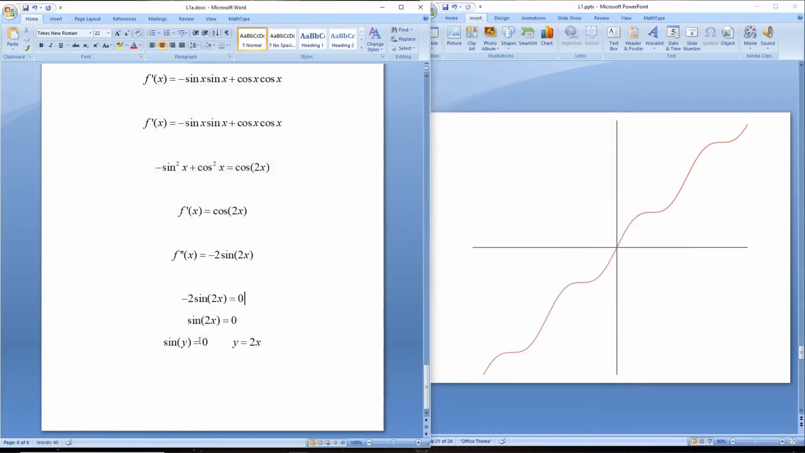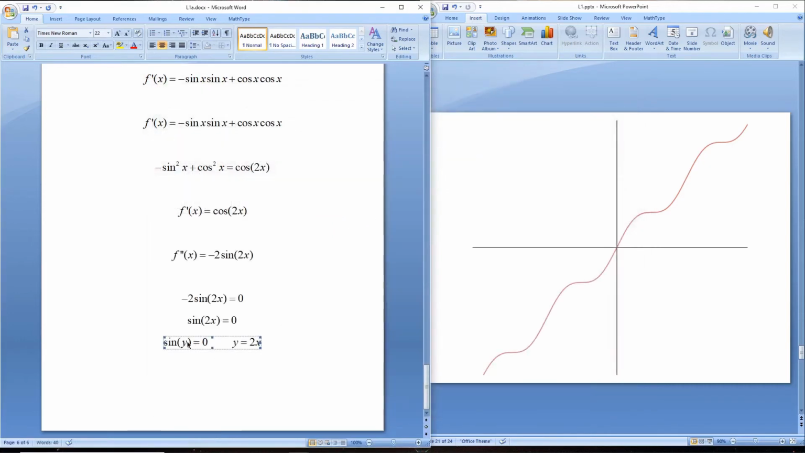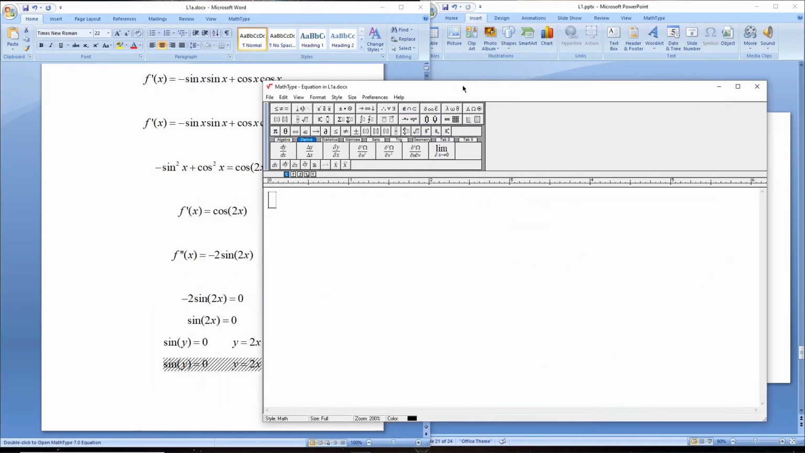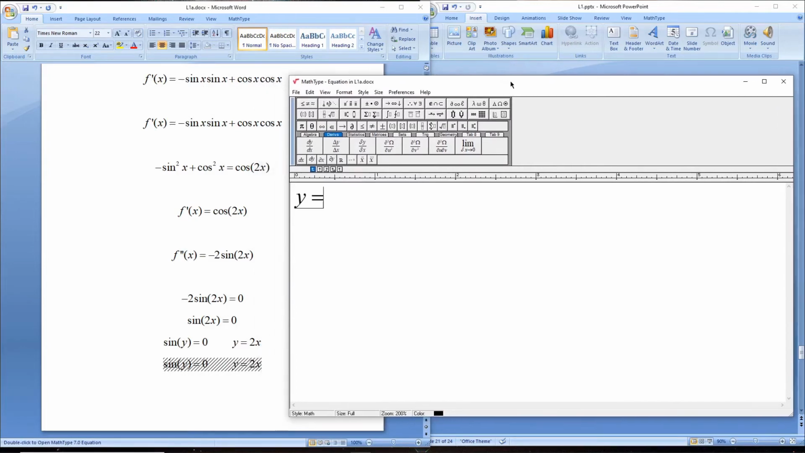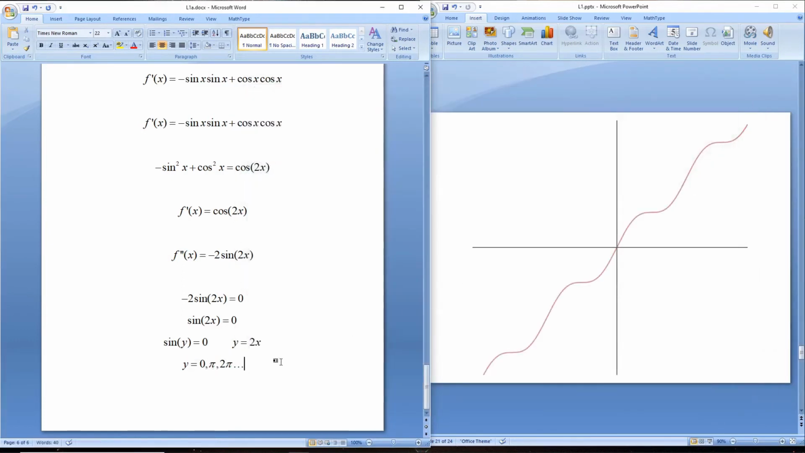Now, why do that? Because at least for me, it's simpler to think, well, sine of what equals 0? And then I'll just figure out what these y values are. And then once I've figured out the y, I can then figure out the x. So what y values solve this? Well, that's the same thing we had last time. So when does sine equal 0? Well, at 0, at pi, 2 pi, and so forth. And that's y.